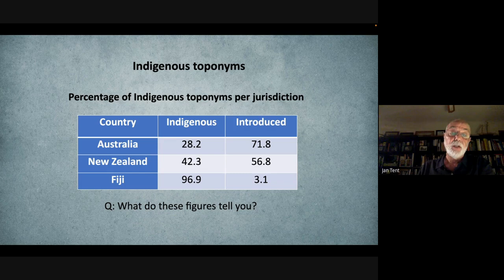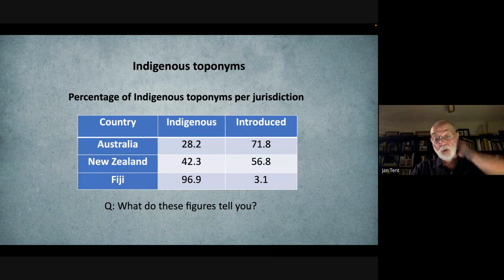In New Zealand, however, the Maori, there are only two forms of Maori spoken, and they were very closely related and they were mutually intelligible. So it was a very different situation, and the Maori were also treated with far more respect in New Zealand than the Aboriginal people were in Australia. So that would account for the higher percentage of Indigenous toponyms there.